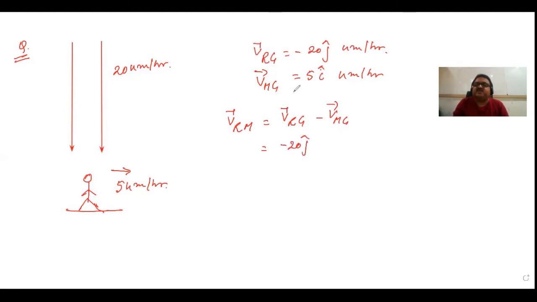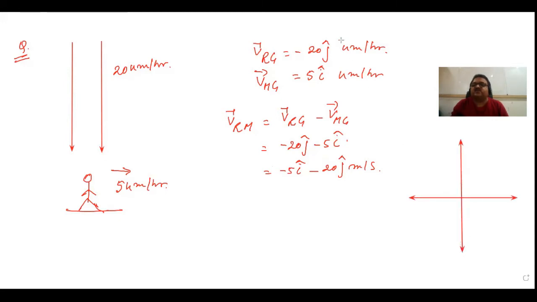And what is the velocity of the man with respect to the ground? It is 5 i cap. So write it in a particular way, 20 j cap meter per second. Okay. Now what we have to do? We have to draw a coordinate system, correct? That means, as I told you earlier also, draw a coordinate system first.